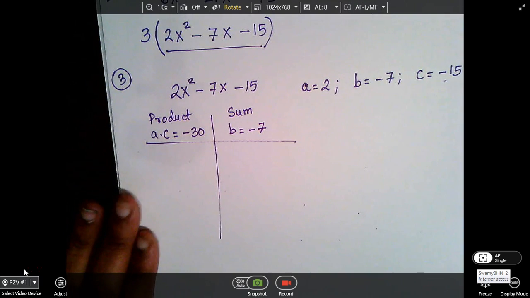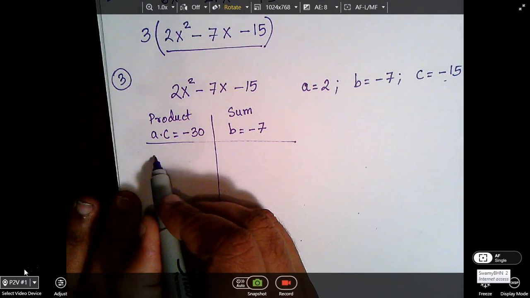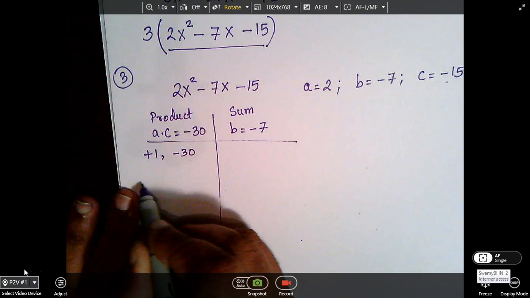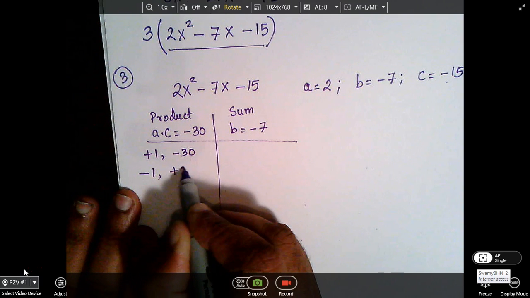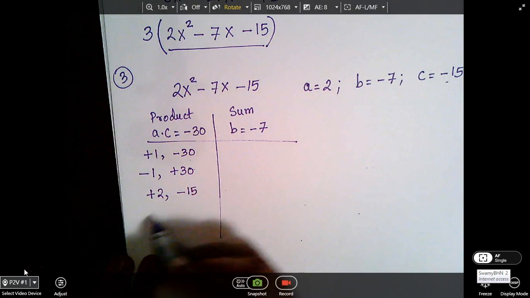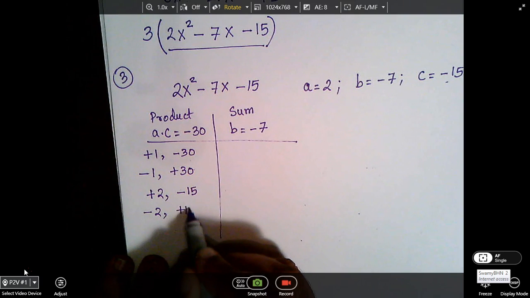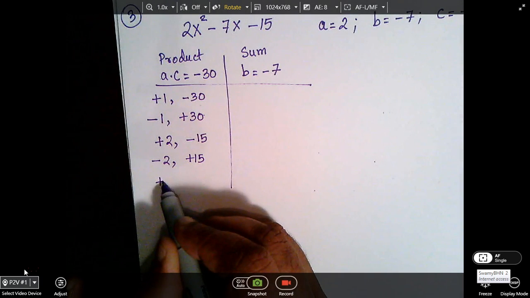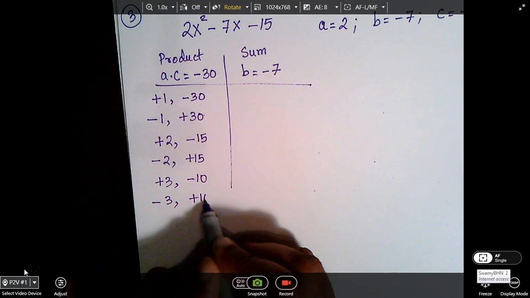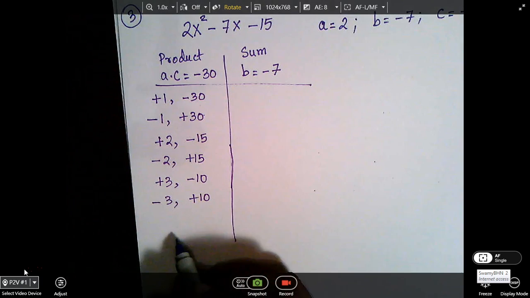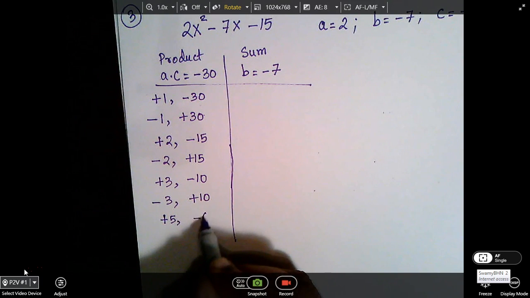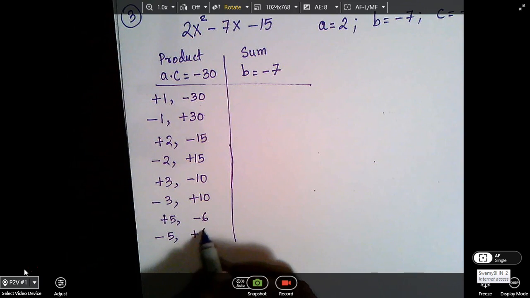So the factor pairs are positive 1 and negative 30, because it's a negative product, or negative 1 and positive 30. The next pairs, positive 2 and negative 15, or negative 2 and positive 15. The third pair, positive 3 and negative 10, or negative 3 and positive 10. Once you get to the pattern, you are already noticing something. So 4 is not a factor. Positive 5 and negative 6, negative 5 and positive 6.